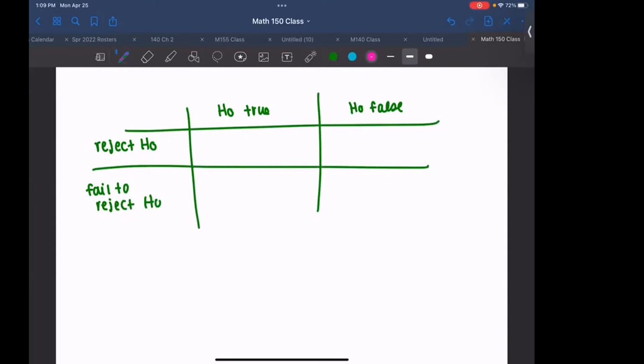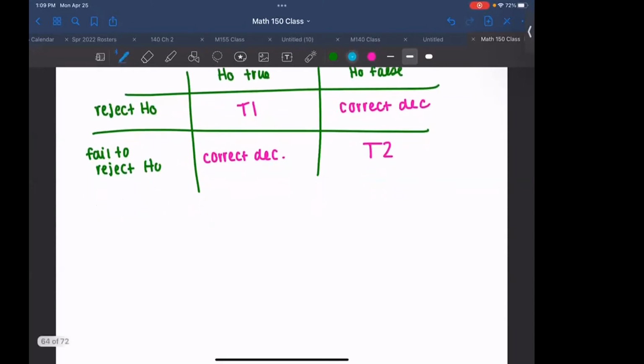I know you don't have to memorize it, but just think about it. If we reject something that's false, we've made a correct decision, right? And if we fail to reject something that's true, that's got to be correct too, right? If we reject something that's true, we said that was a type 1 error. And if we fail to reject something that's false, we said that was a type 2 error. So let's put this into practice on a certain type of question.